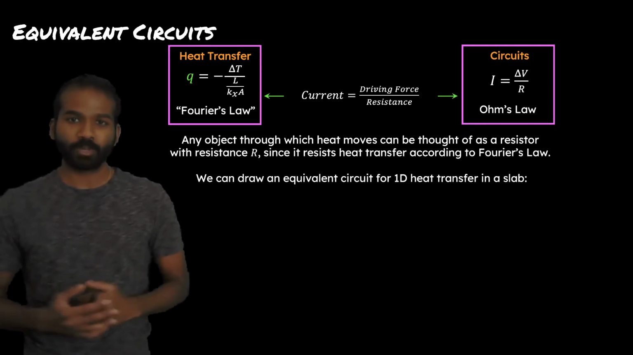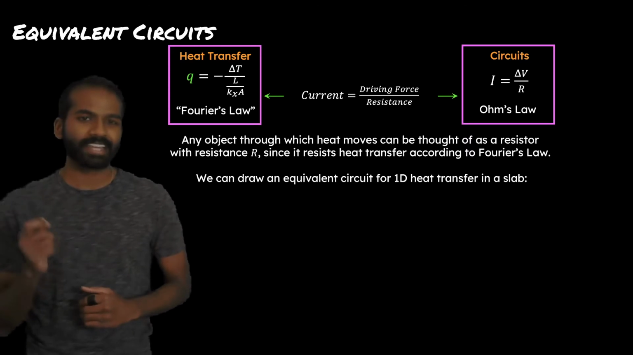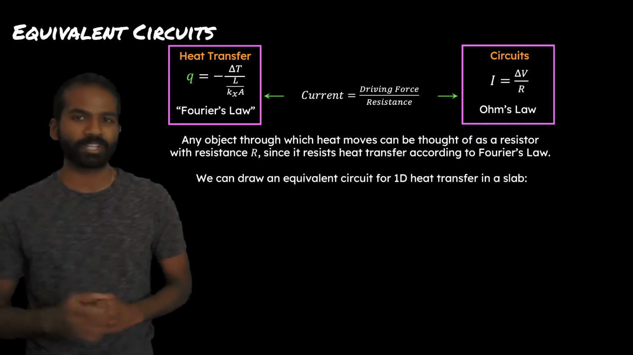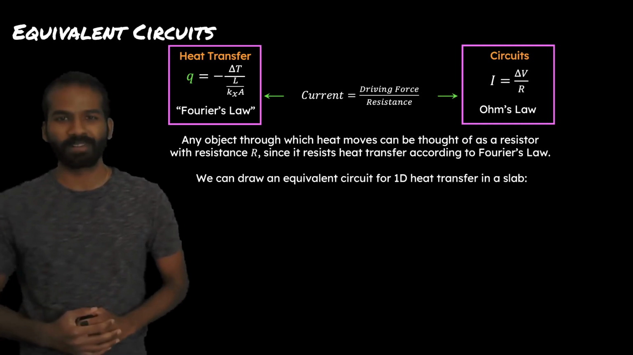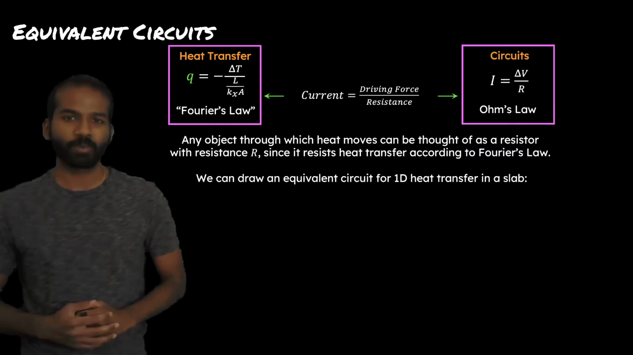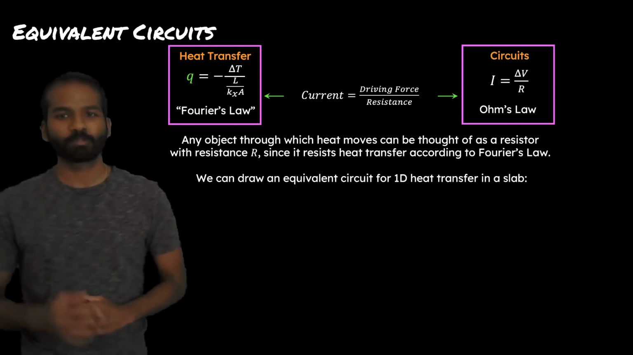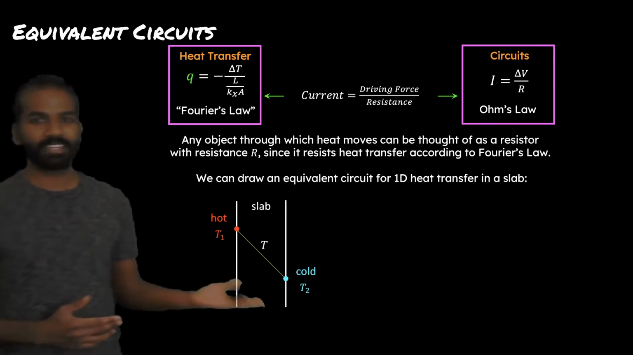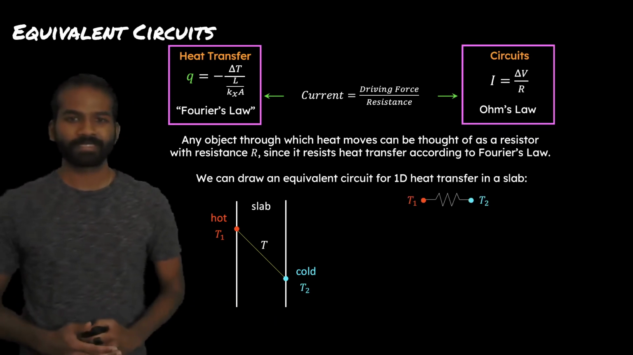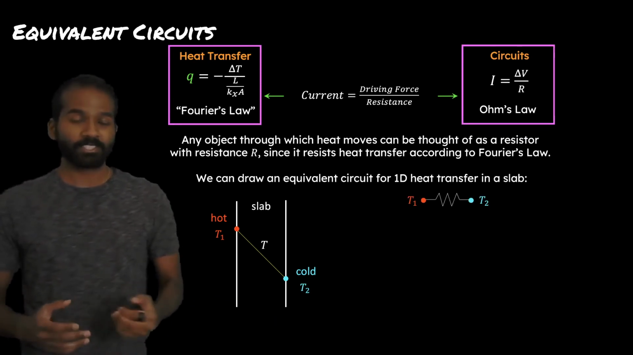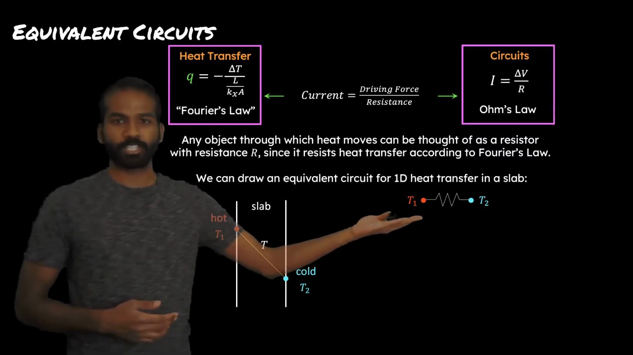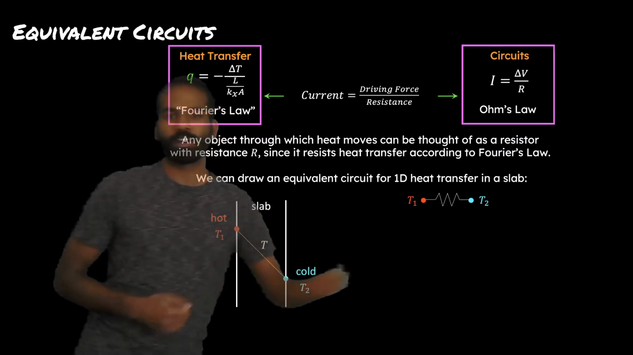So any object through which heat moves, we can conceptualize that as a resistor, which has a resistance R, because that object is resisting heat transfer according to Fourier's law. And with this analogy, we can draw an equivalent circuit for one-dimensional heat transfer in a slab. So let's say we have a slab which is held at a temperature T1 on one side and T2 on the other. We can instead just say that this slab is really a resistor. And in this resistor that we have here, we have a temperature T1 on one side and a temperature T2 on the other side.